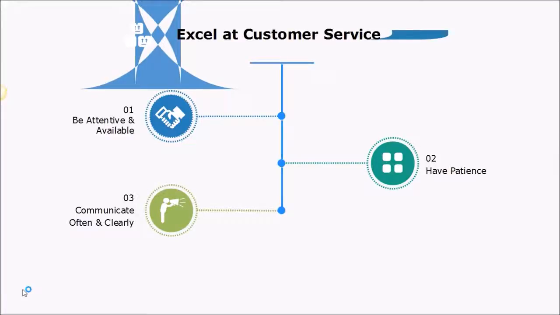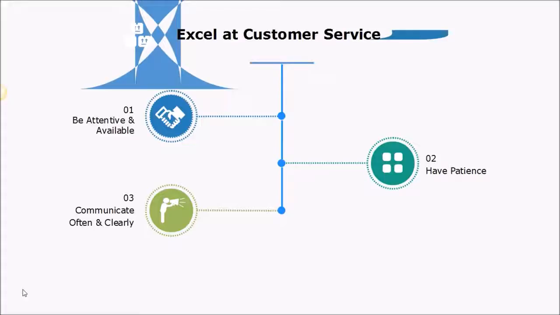Number three, you want to communicate often and clearly, which means you should not be waiting until your customer is calling you repeatedly for an update. You should be able to communicate. You should have a system in place that will allow you to communicate effectively what is going on in their transaction.